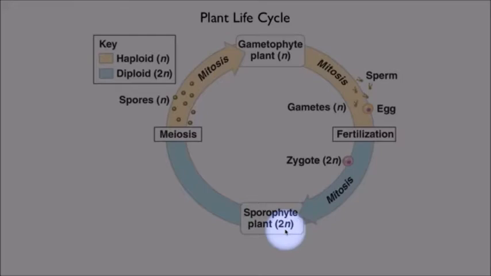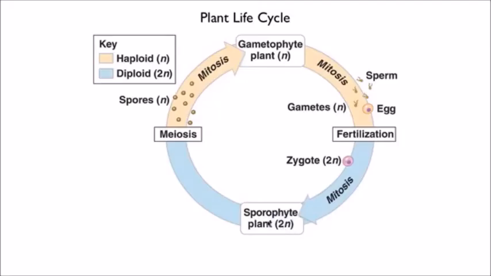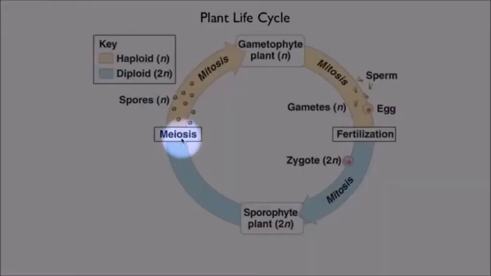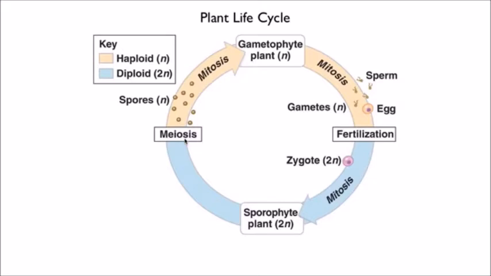This 2N should now be familiar. That sporophyte is going to undergo that special type of cell division called meiosis. But what you make in a plant is not eggs and sperm. The product of meiosis in plants is a spore. The product of plant meiosis, spores.